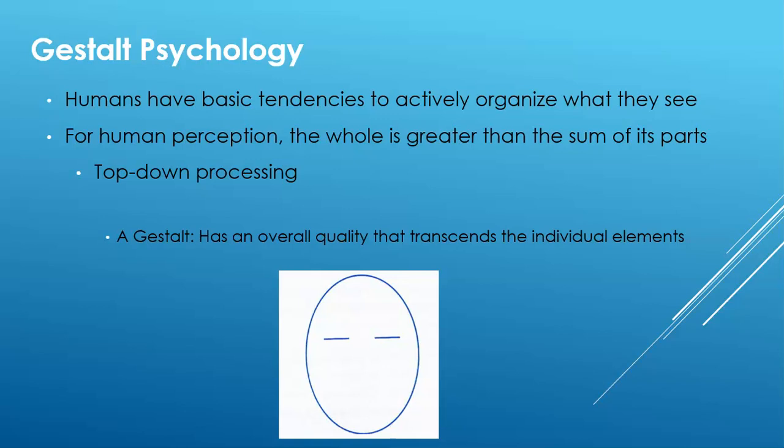So an example, if we look at the drawing on the bottom, the first thing you do when you look at this is, for me, I see a face, because I see an oval and two eyes. And that's top-down processing. I see all of it, but then I can break down the individual things into an oval and two lines. So here, the Gestalt theory is saying that we see the overall quality transcends the individual elements.